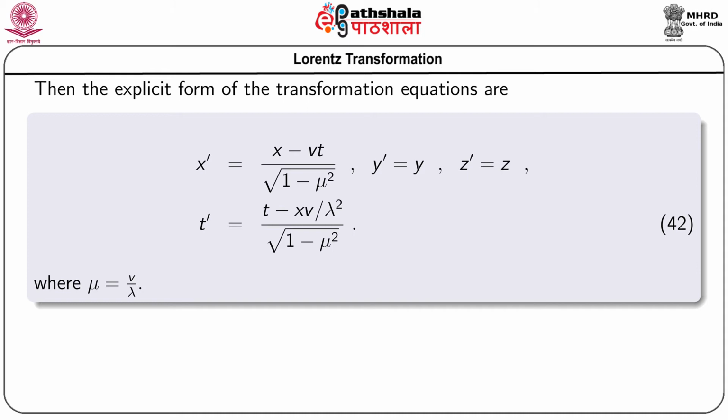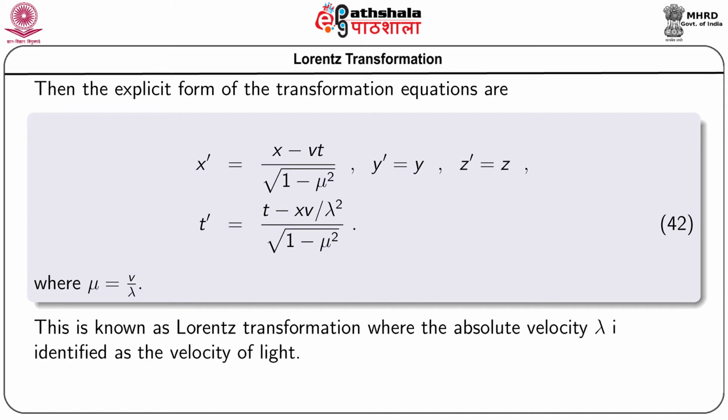We can deduce x' and t' from the above relations, and this is known as the Lorentz transformation, where the absolute velocity λ is identified as the velocity of light. So, this λ becomes the velocity of light.